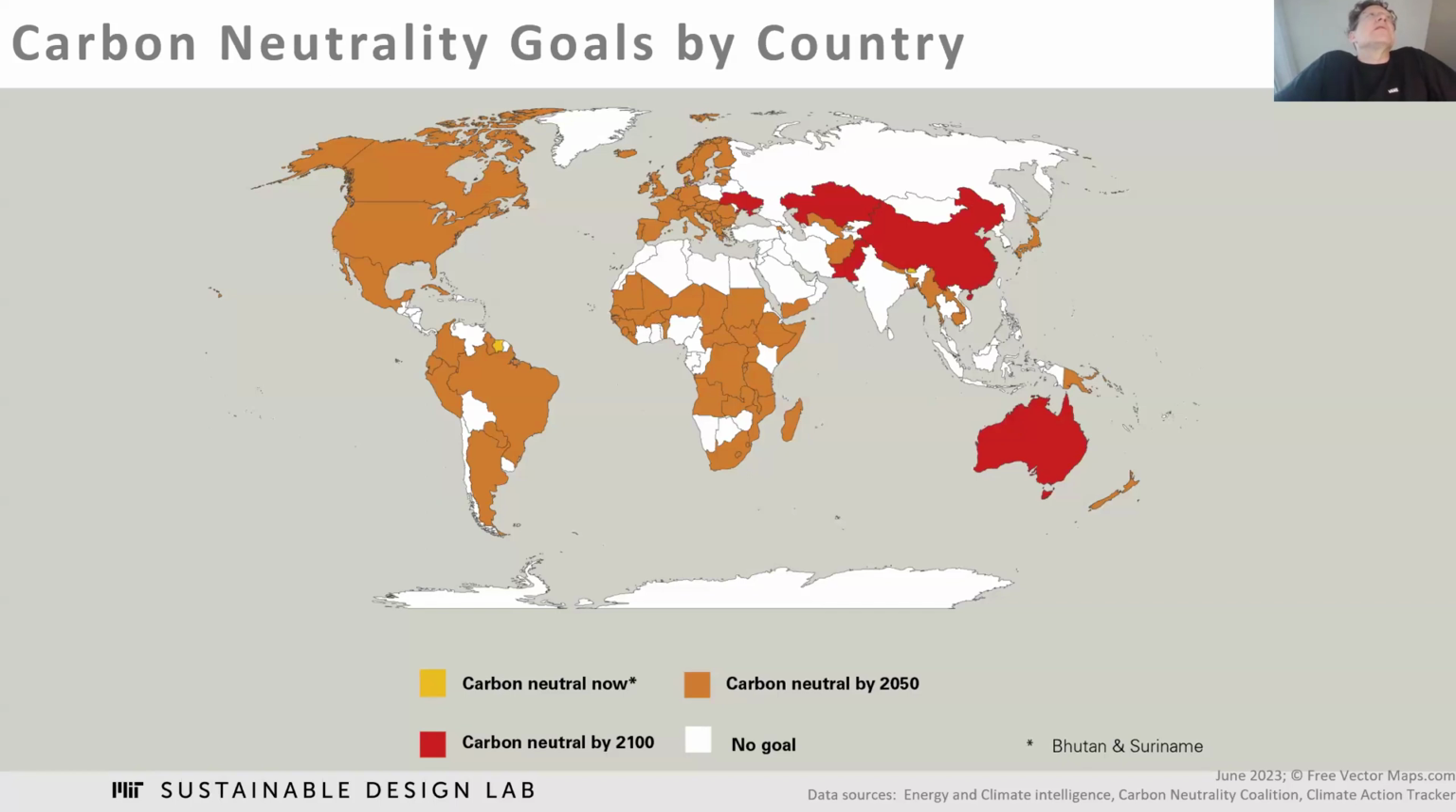shows you what countries in the world have pledged carbon neutrality. And if we look at it, it's kind of fantastic that we see most large economies in the world having said that by 2050 or 2100, they want to be carbon neutral. And this is, of course, a remarkable change in attitude towards energy.